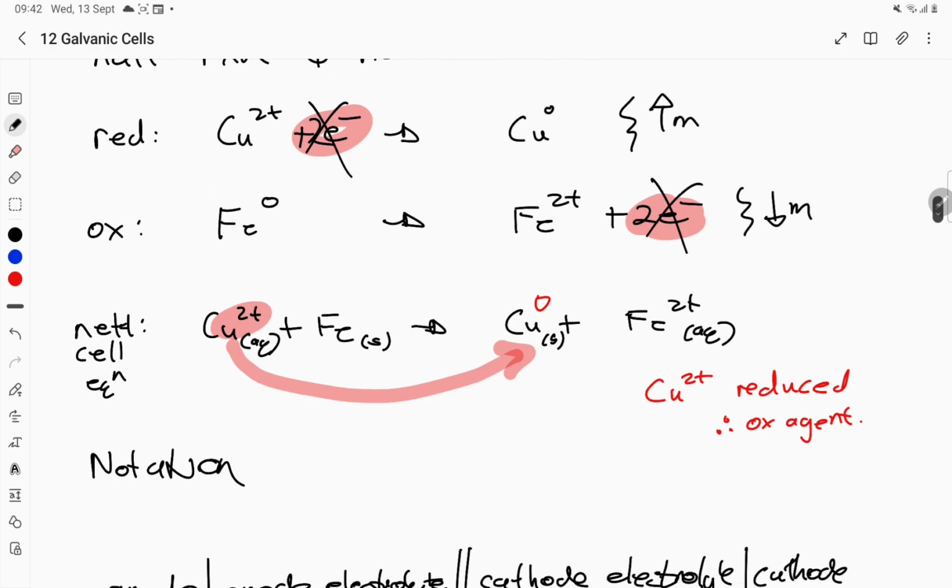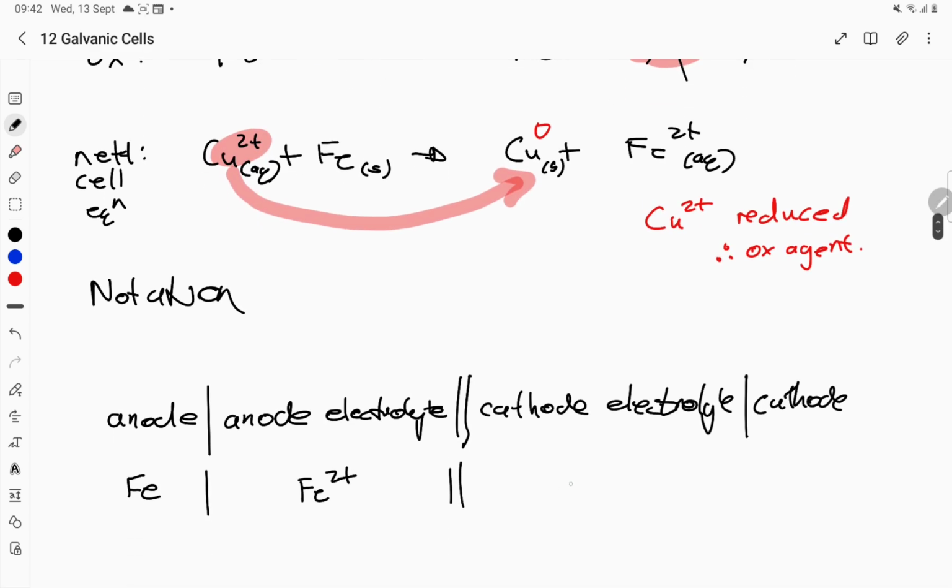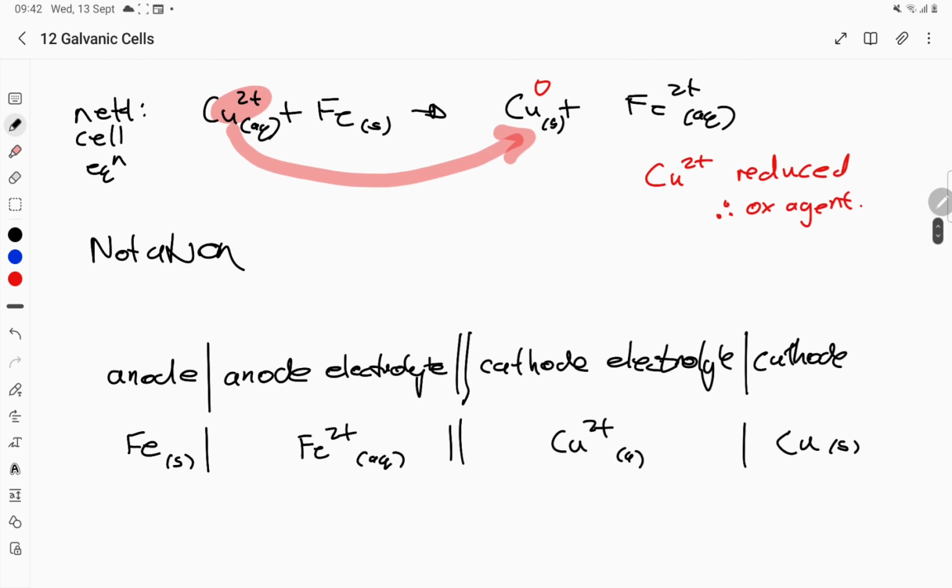That's being reduced. It's the Cu2+, the electrolyte, that is being reduced, and it goes to the cathode, which is the red cat, the Cu, the solid. Okay, so we just have to put the subscripts in: s, aq, and s. Easy peasy? Yes? No, it's quite nice, eh?